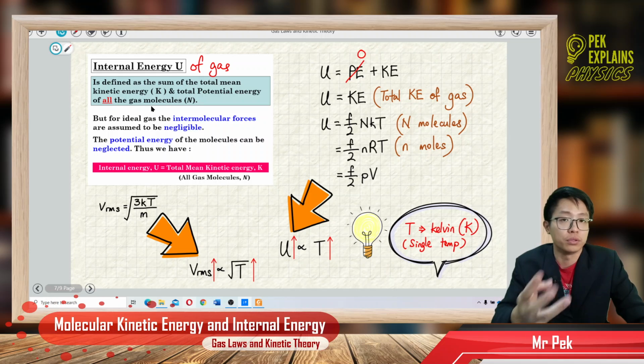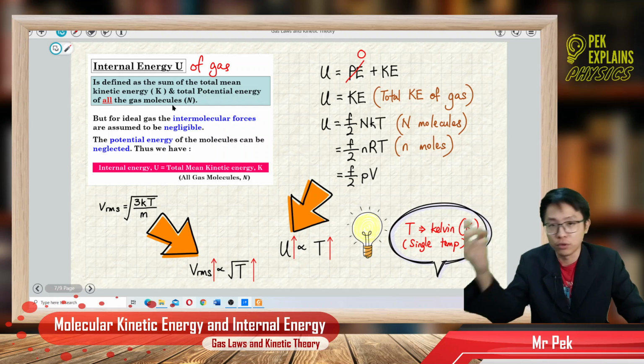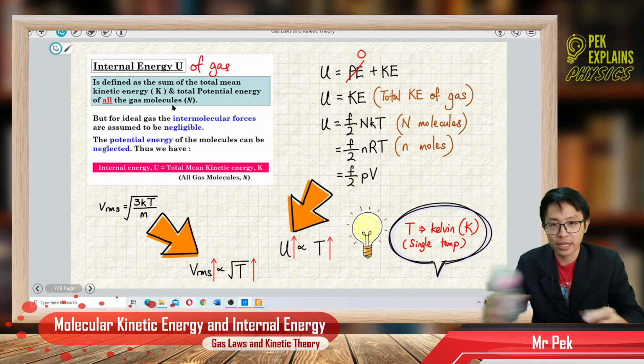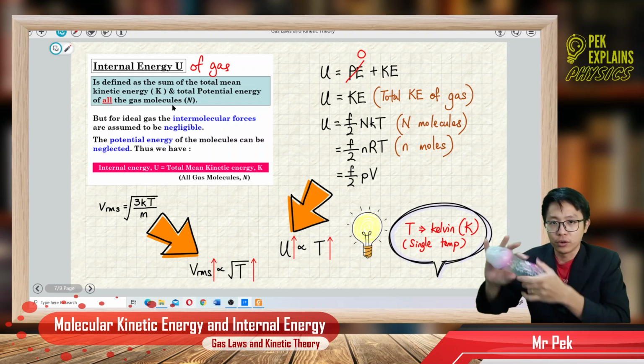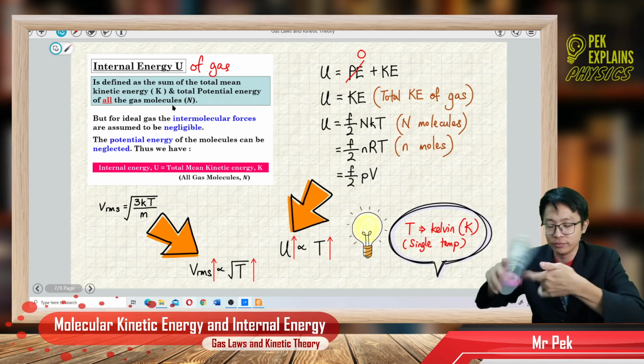So the gas molecules, we learned already, what kind of energy do they possess? The gas molecule is moving around, rotating around as it moves around.